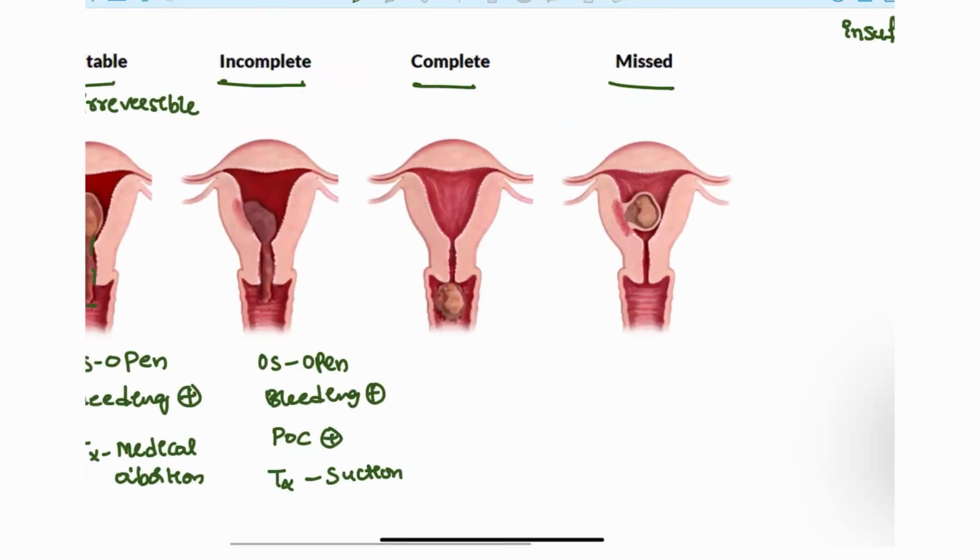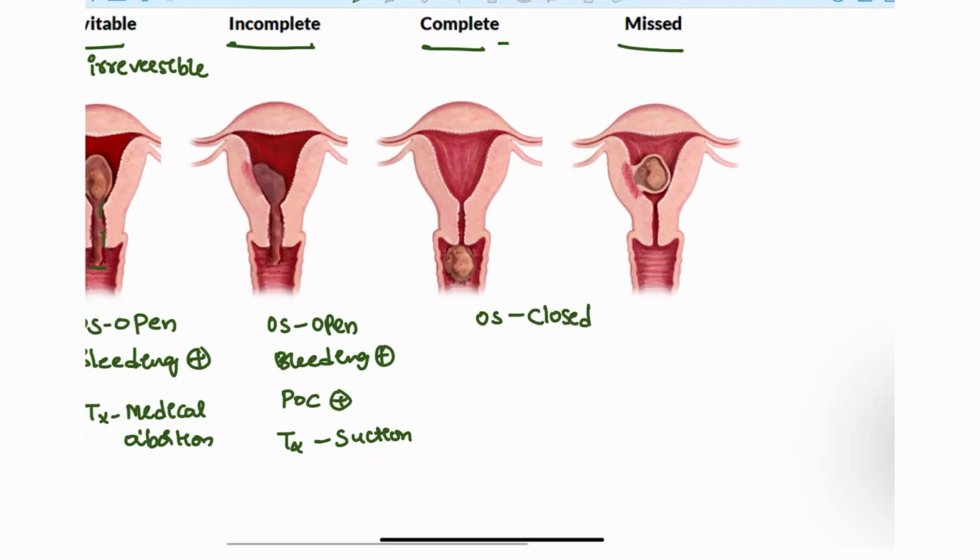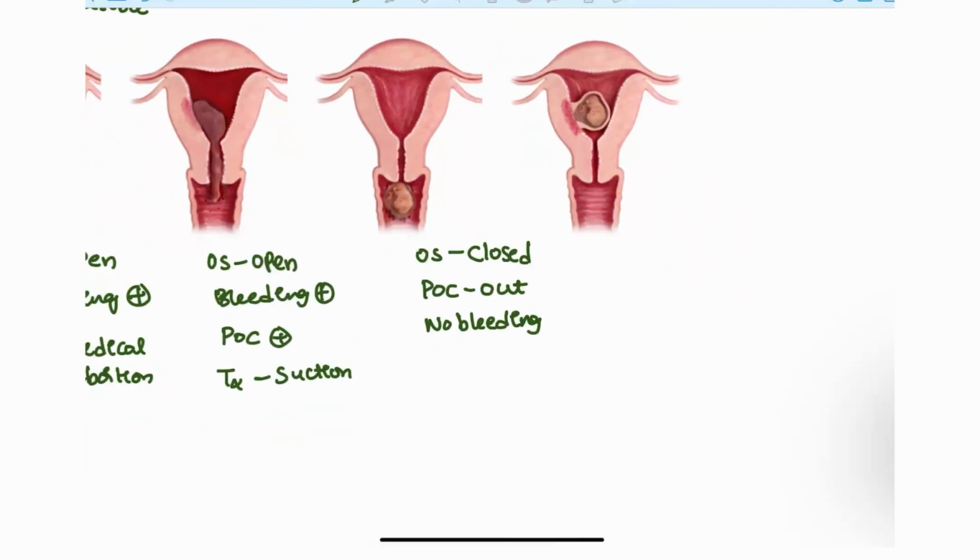Next, complete abortion. In complete abortion, complete means all the products of conception have already come out. So the os will be closed here and the products of conception are out, and no bleeding is seen. Even if the patient had a history of bleeding, by the time they present to us the bleeding will have stopped. We do conservative management for this patient.